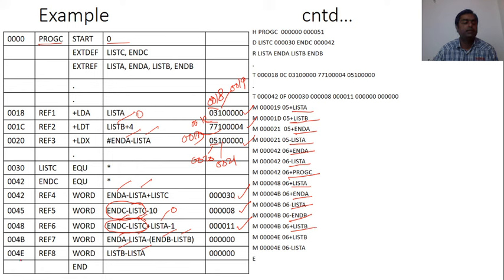Now the next instruction is at address 004E. That is what? List B minus list A. I don't know the value of list B as well as list A. So what we have to do here? Add the value of list B and subtract the value of list A. So it is written here. Plus list B minus list A.